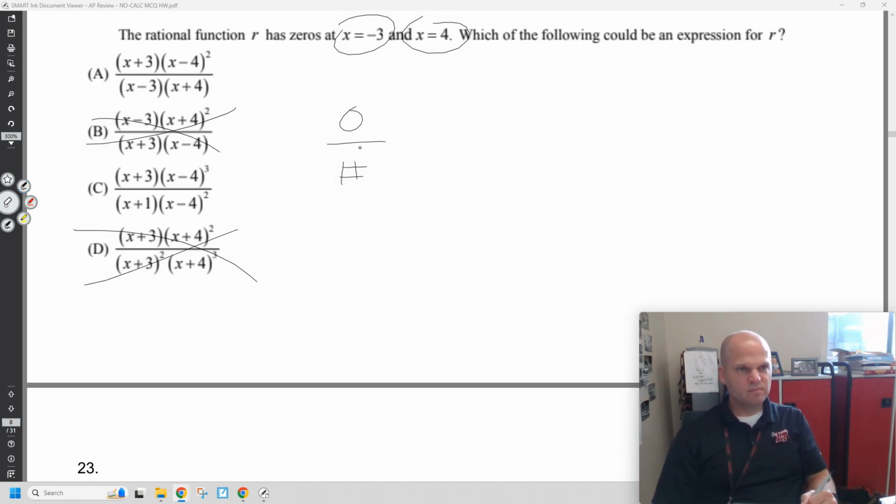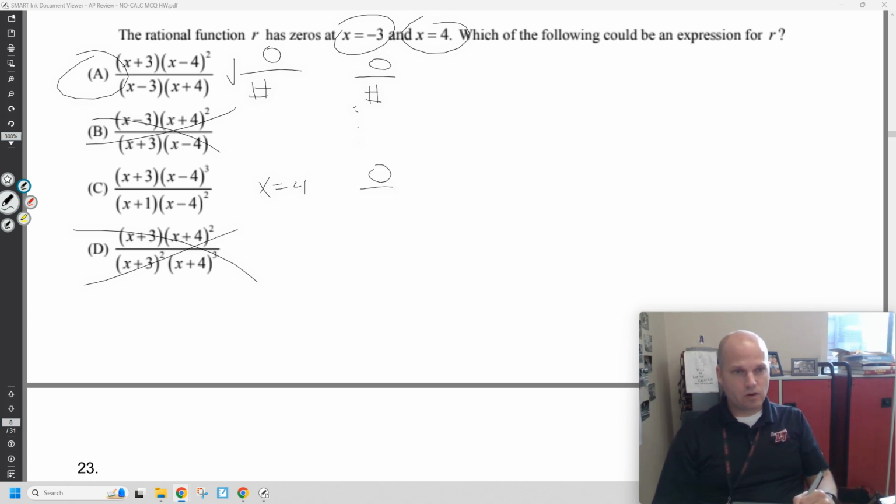Now, let's see if there's an obvious one that we can go away from. Here we go. If I plug in -3, I'd get a 0 in the top, I'd get a number in the bottom. Checks out. If I plug in 4, I'd get a 0 in the top because of that, but I'd get a number in the bottom. That checks out.